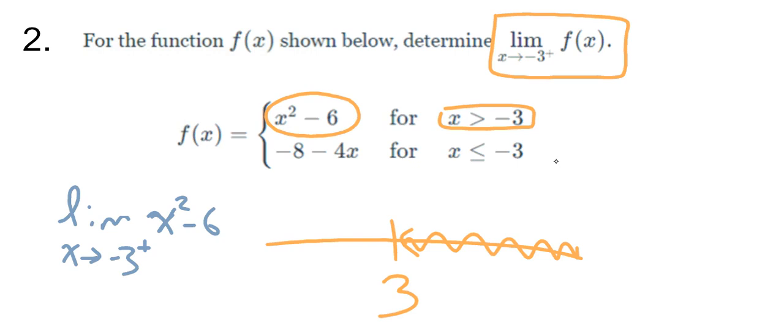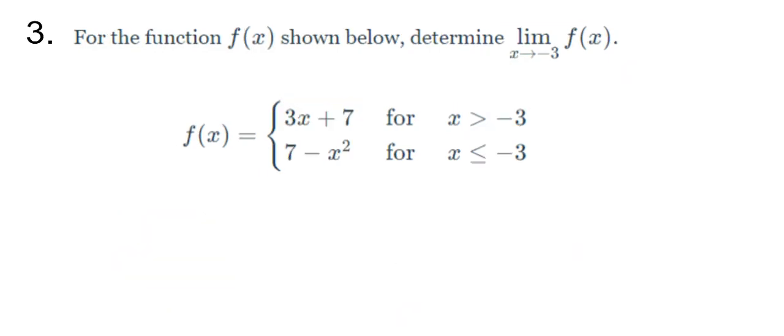All right. So we're going to just do direct substitution. And when we plug in negative 3, don't forget that the whole thing gets squared. So negative 3 squared is 9. 9 minus 6 is 3. And that is our answer. All right. Let's try another one.